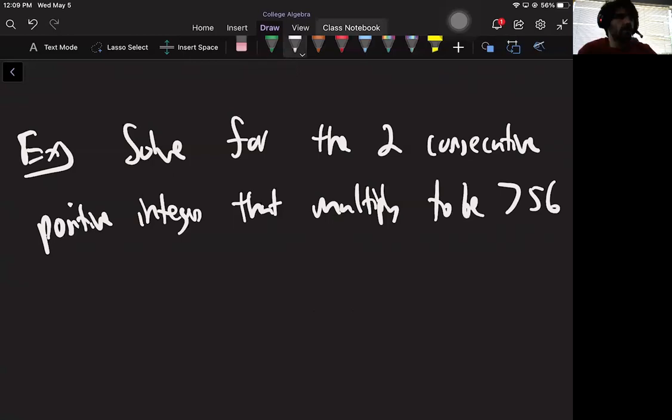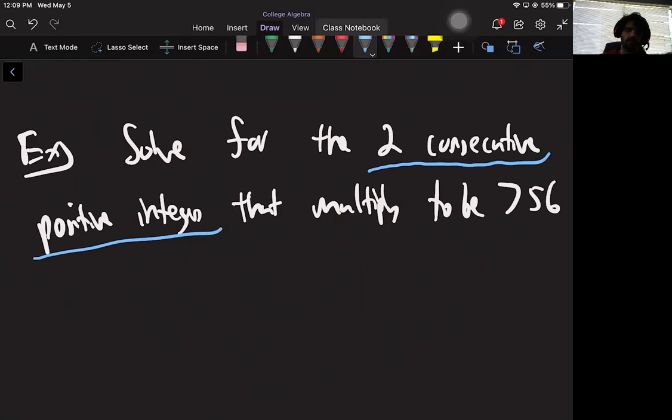So this is sort of like a puzzle type question. It's not really a word problem. It's more of a puzzle. And the trick is understanding what it means for things to be two consecutive positive integers. So examples of those are 8 and 9, 10 and 11, 15 and 16, and so on like that.